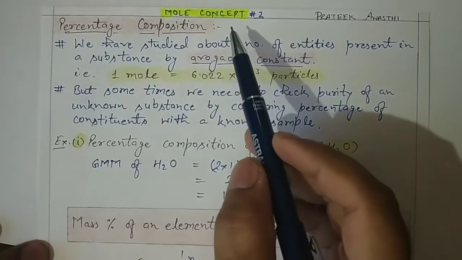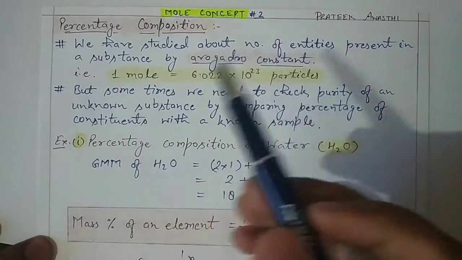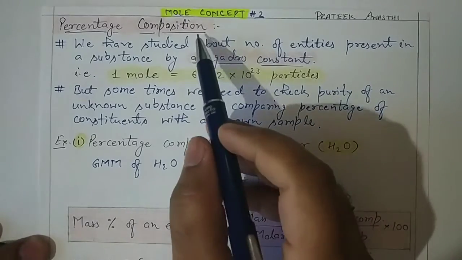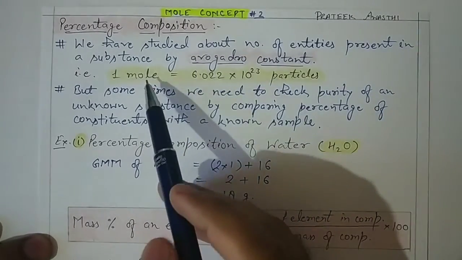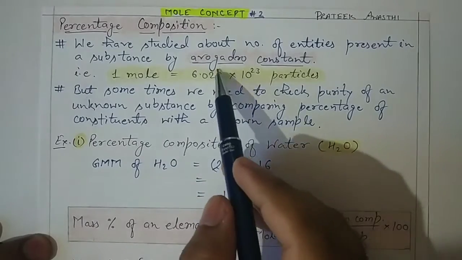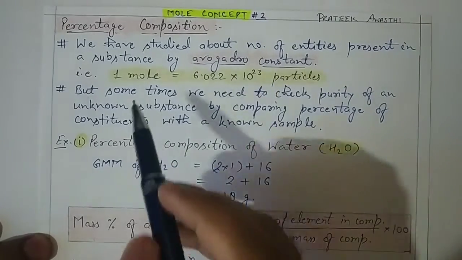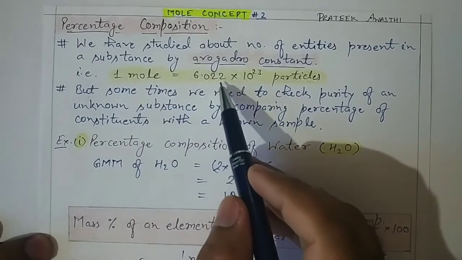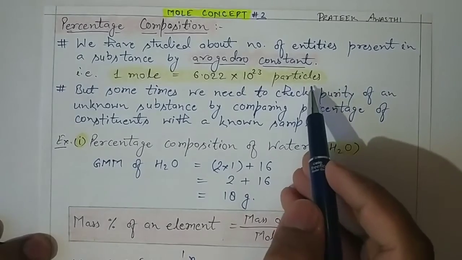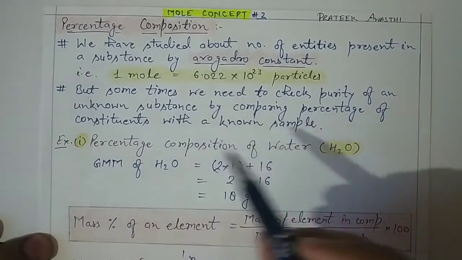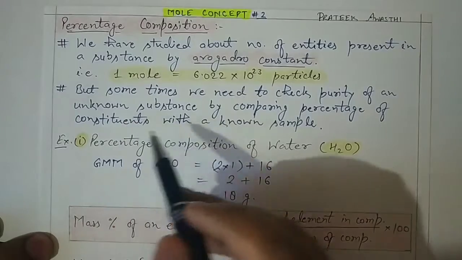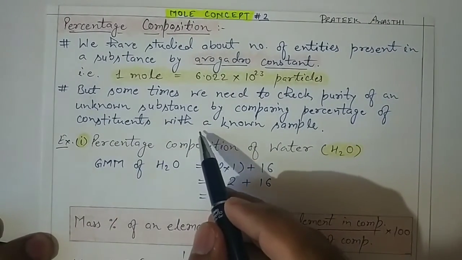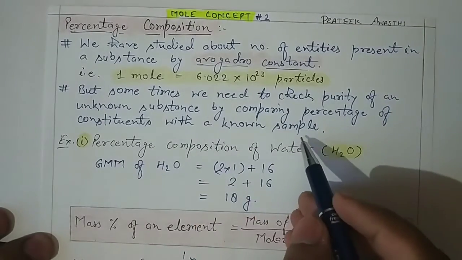This is the second video of mole concept, and today we are going to study percentage composition. So what is percentage composition and why is it required? First of all, till now we have studied about the Avogadro constant. In the Avogadro constant, we came to know that 1 mole of any substance contains 6.022 × 10^23 particles. But sometimes we need to check the purity of an unknown substance by comparing the percentage of constituents of that substance with the known sample.